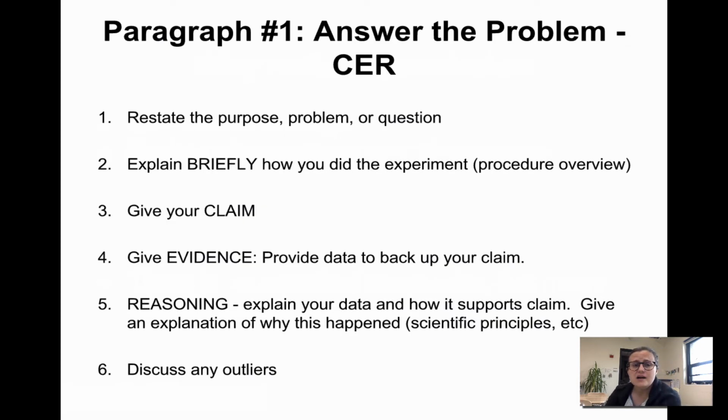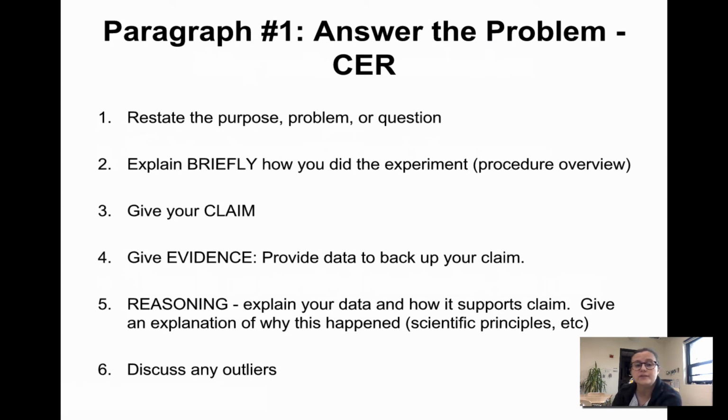Paragraph 1, you will answer the problem, and this is where you're going to include your claim, evidence, reasoning. So first, you will restate the purpose, problem, or question. So your very first sentence should be something like, in this experiment or in this lab, we were trying to find out, and then you give what your purpose, problem, or question was. Then you will briefly explain how you did the experiment. This is kind of like a procedure overview in 1 or 2 sentences.